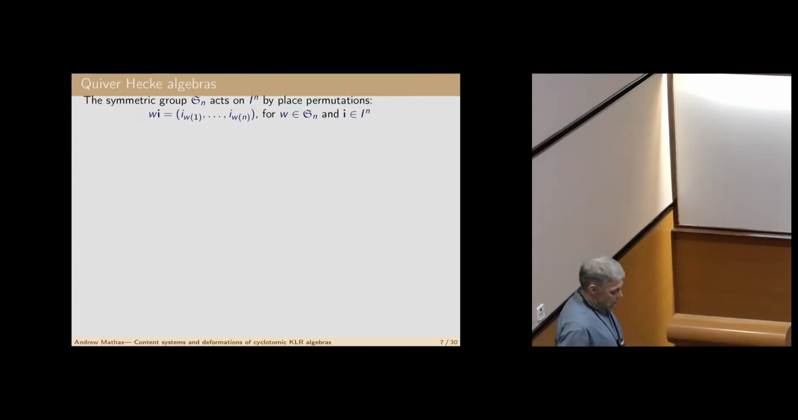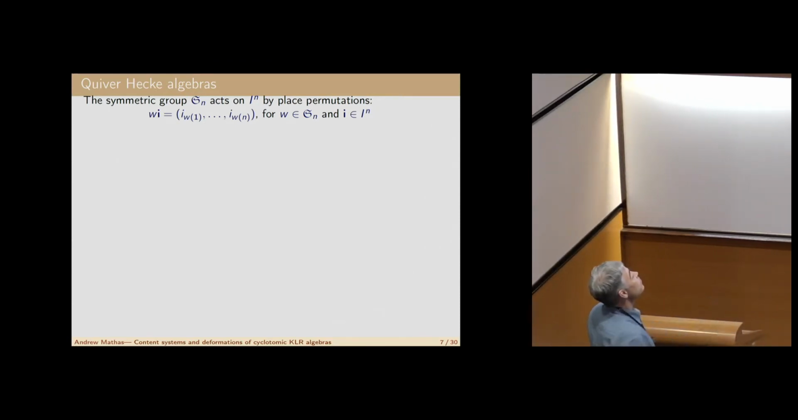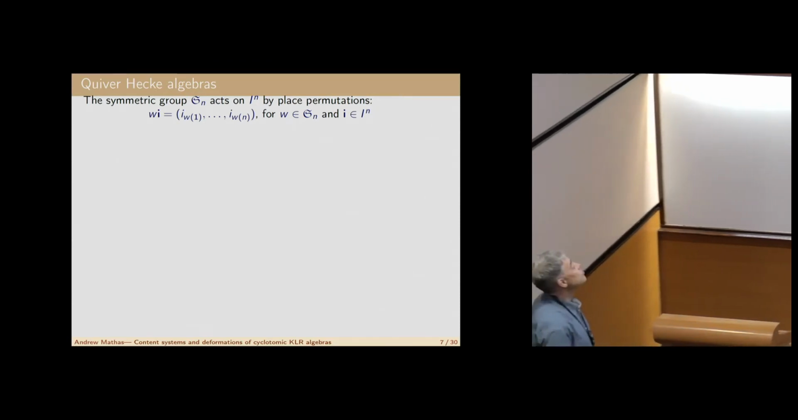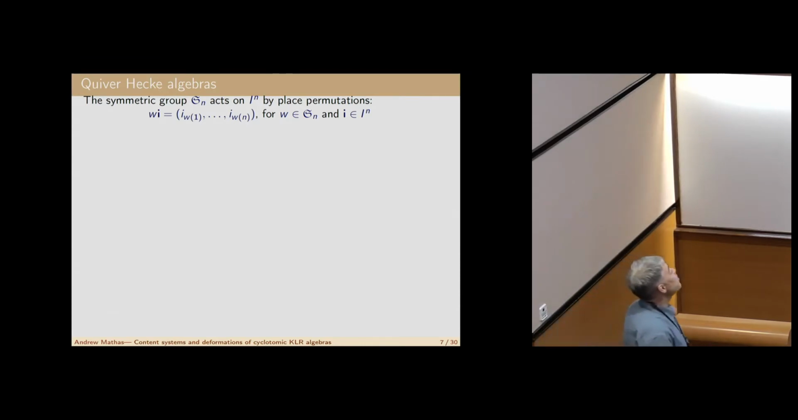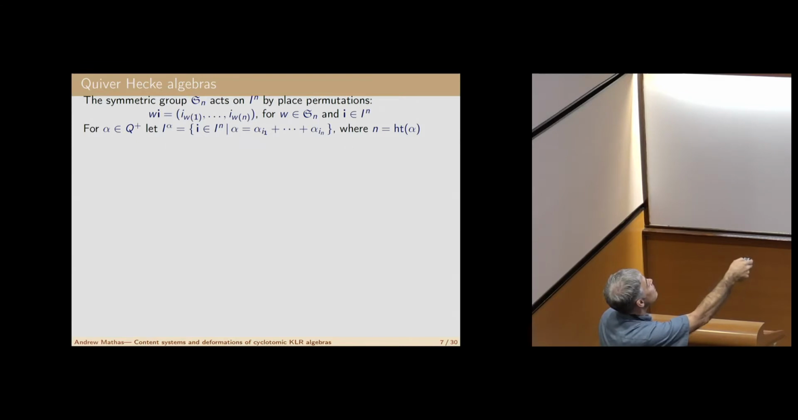Okay. If I take my symmetric group, it acts upon the set of I-tuples. Remember, I was my vertex set for my Cartan matrix or the corresponding quiver. So I act by place permutations. And I want to let I^alpha, where alpha is an element of the positive root lattice, be just those I-tuples such that if I sum up the corresponding alphas, I get my root.